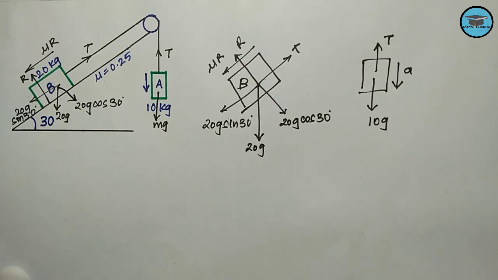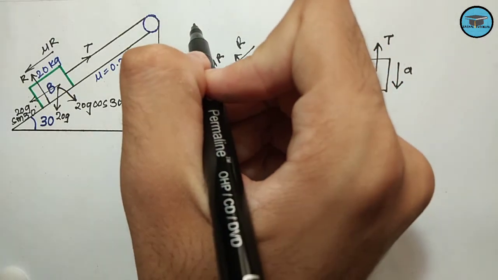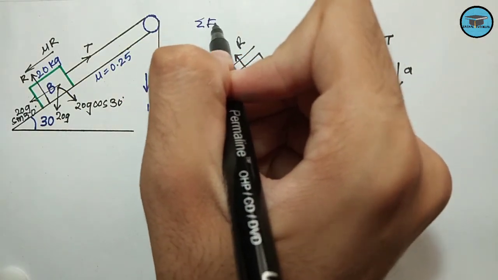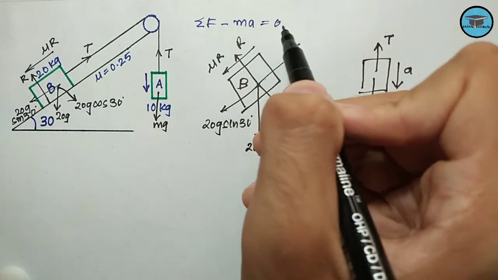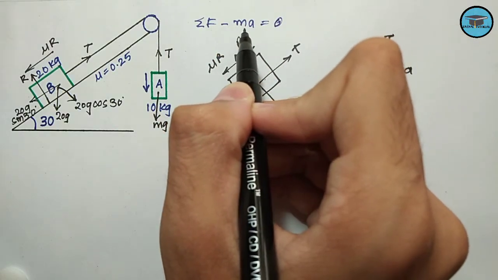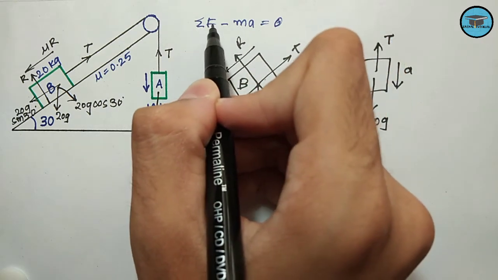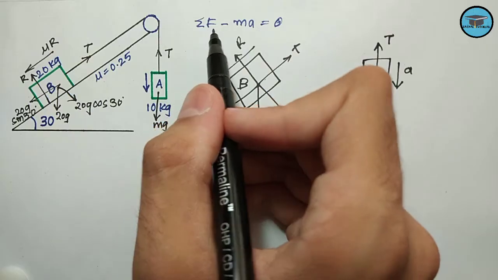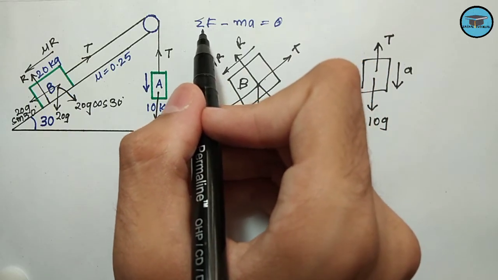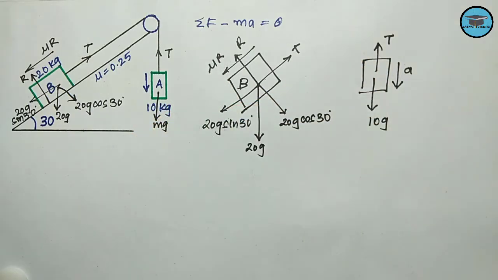Now we will apply D'Alembert's principle to solve such a problem. First of all, let us write D'Alembert's principle. It can be written as sigma F minus m into a equals 0, where ma is the inertia force and sigma F is the summation of the forces. If we are taking along the x direction, it will be sigma Fx, and if along the y direction, it will be sigma Fy.